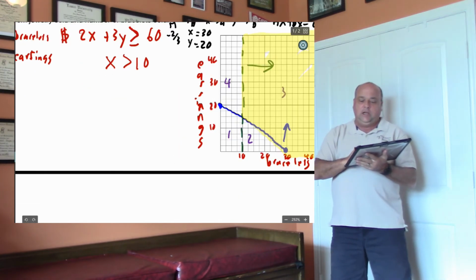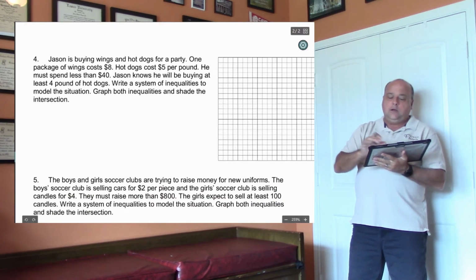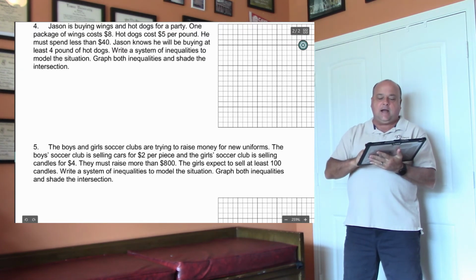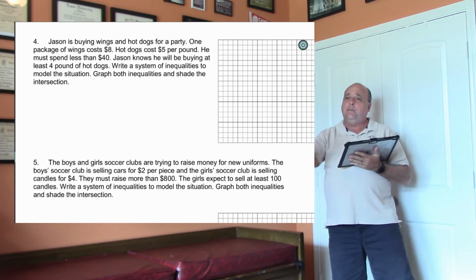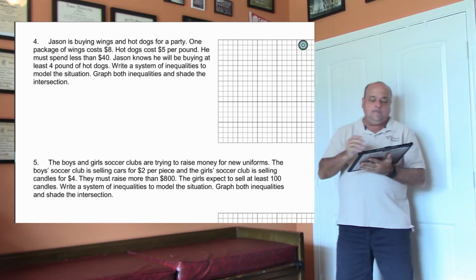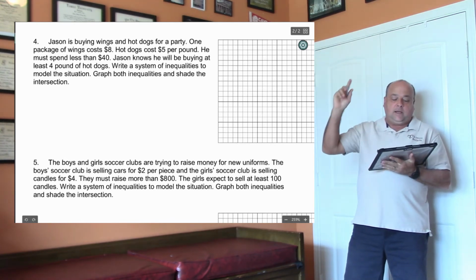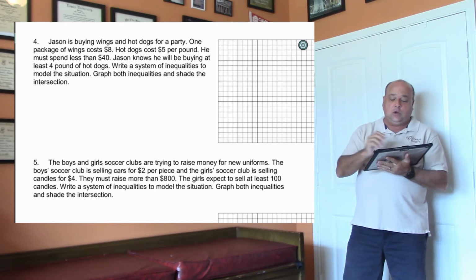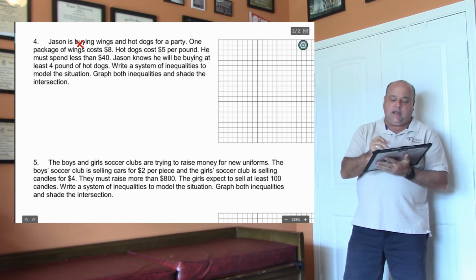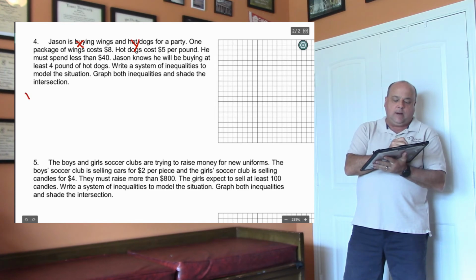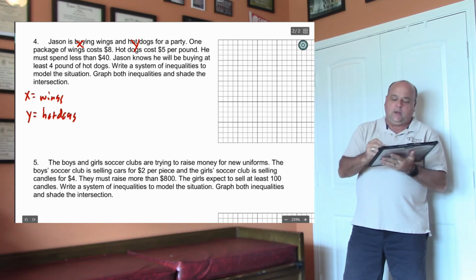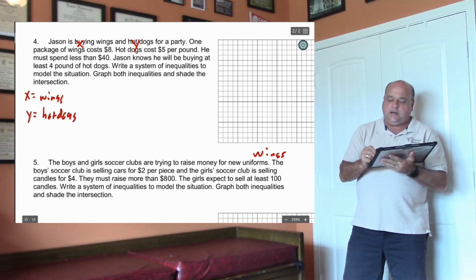Oh, let's go to number 4. Number 4 and 5 are the same kind of problems. I'm going to set them up, let you graph them, okay? So on number 4, find out what your X and Y is. So one package of wings, that's our X, and the hot dogs are Y. So write down X equals wings. Y equals hot dogs. Let's go ahead and label our axis, wings and hot dogs.